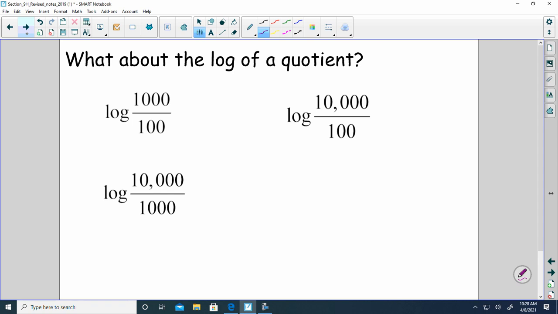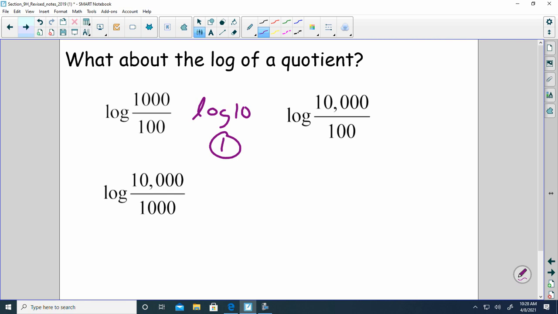Let's reduce the fraction first. 1,000 over 100 is? Just going to come out to 10. So what is the log of 10? 1. Okay. Especially because log as it sits as itself is log base 10.